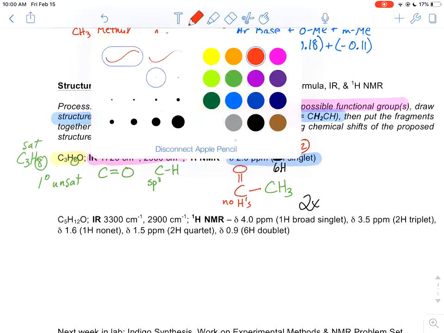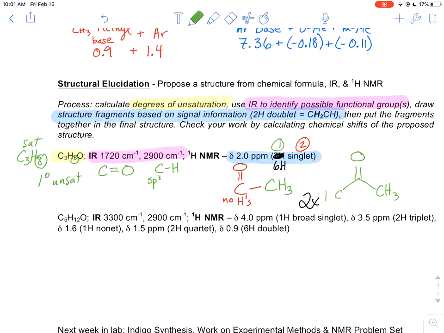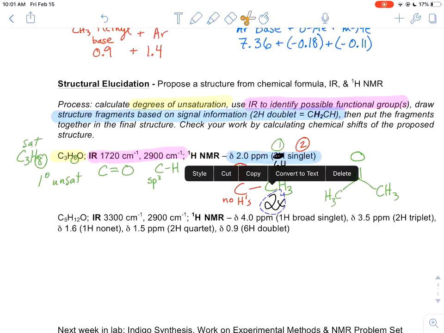There's really only one way to put this structure together, and that's where we have 2 CH3 groups on either side of a ketone. This is also known as acetone. Okay, so this is what the NMR spectrum and IR spectrum of acetone would be expected to look like. Only 1 signal because there's only 1 type of proton in that molecule. So I might recommend that you pause the video at this point, maybe review it on your own. Otherwise, we're going to move on to the next example.